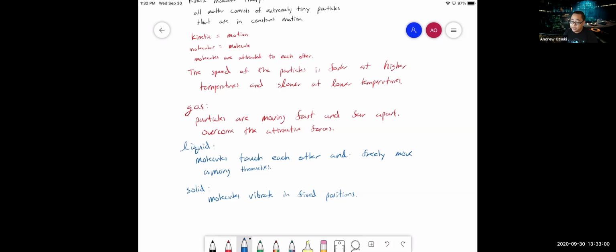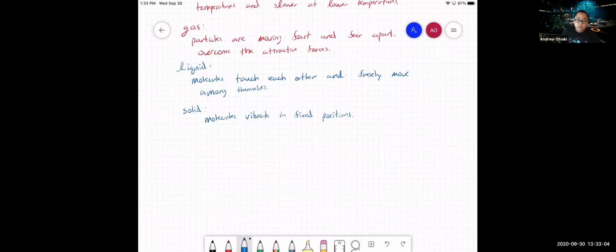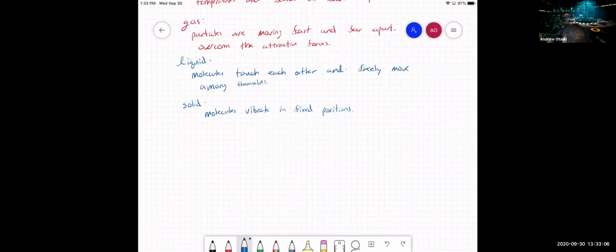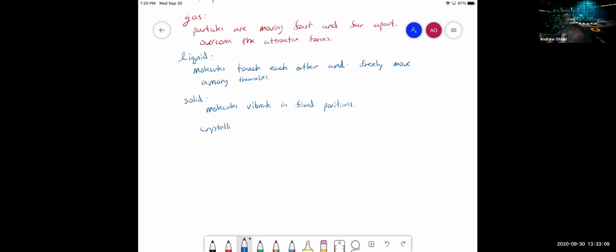There are two types of solids we want to talk about. So we have crystalline. Crystalline means solids where the molecules are arranged in a definite pattern.